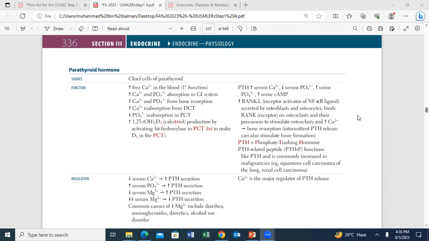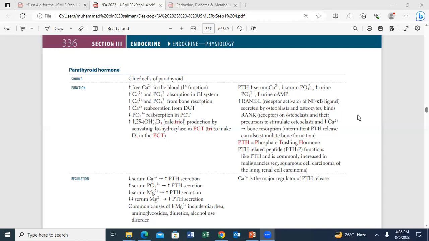So let's start with the parathyroid hormone. It is a hormone released by the parathyroid glands, the chief cells of parathyroid glands. Parathyroid glands are basically four small glands present on the posterior surface of the thyroid gland. So what is the function of parathyroid hormone? It tries to increase the calcium inside the blood. So by all means, it is going to increase the calcium.